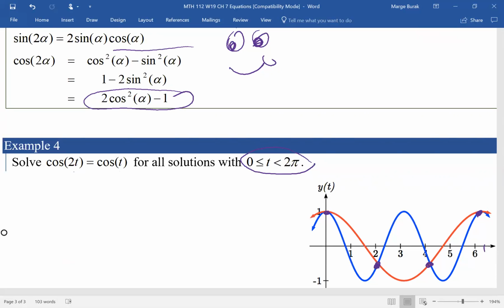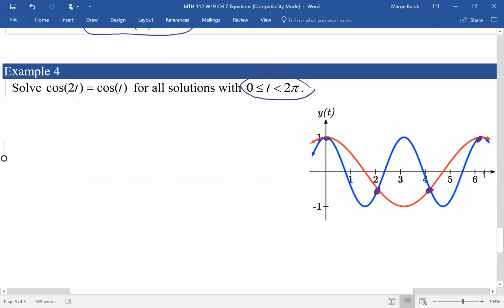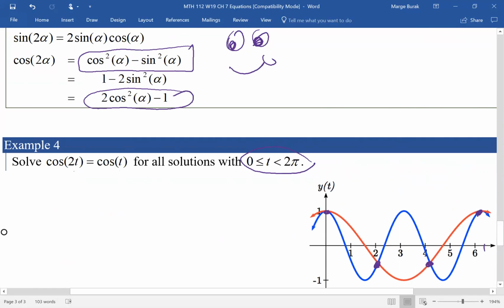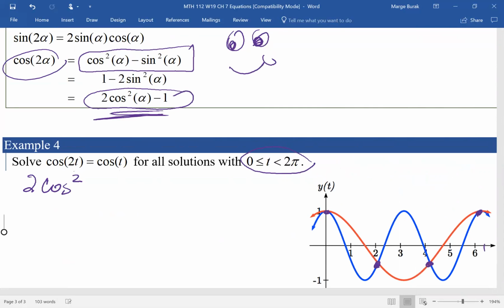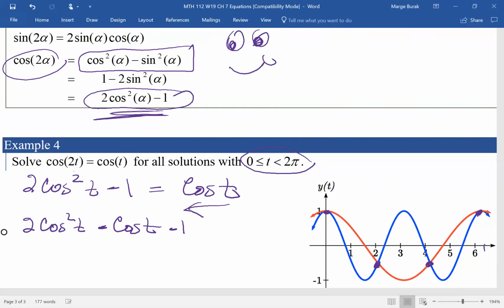We definitely could do that. We could also just simply go with this one. Let's just do that. Let's do this one, do it in one step. Okay, so let's take the cosine of 2t equals 2 cosine squared t minus 1. And that's the same as the cosine of 2t. And now if I just put them all on the same side, so let's move this guy over. So I'll have 2 cosine squared t minus cosine t minus 1 equals 0.